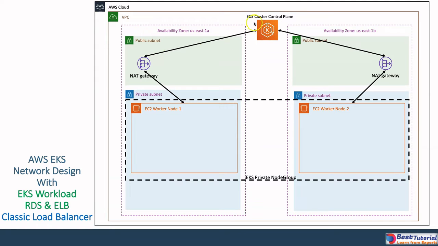So now our EKS cluster control plane service, which is nothing but the master nodes, and the worker nodes are in communication using the NAT gateways.